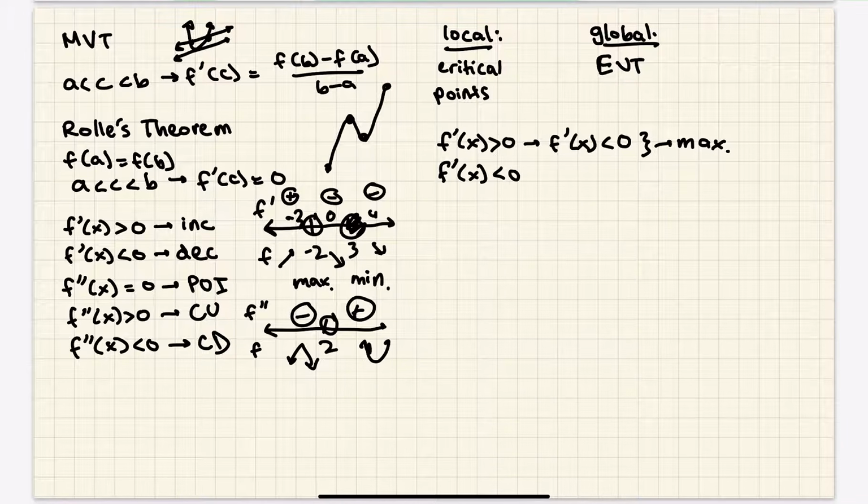If it's the opposite way, if it's negative before and positive after, that means it's going from decreasing to increasing, which means it's a local minimum. And finally, if it doesn't change sign, that means it's not a local extrema. If it's positive, then positive, negative, then negative, still not a local extrema. Just like I showed you with the number lines.